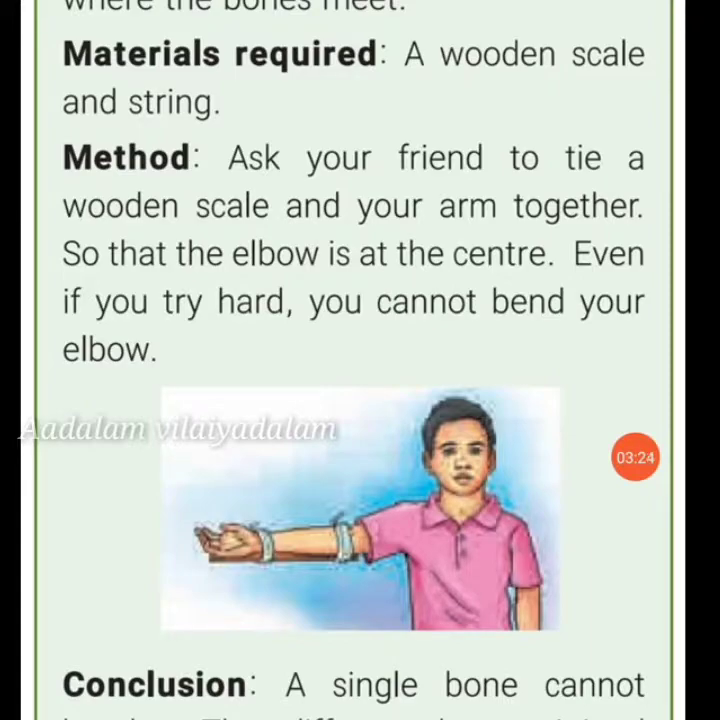So we do an experiment. A single board cannot bend; only a joint can bend. This is to show that we can bend or move our body only at those points where the bones meet.